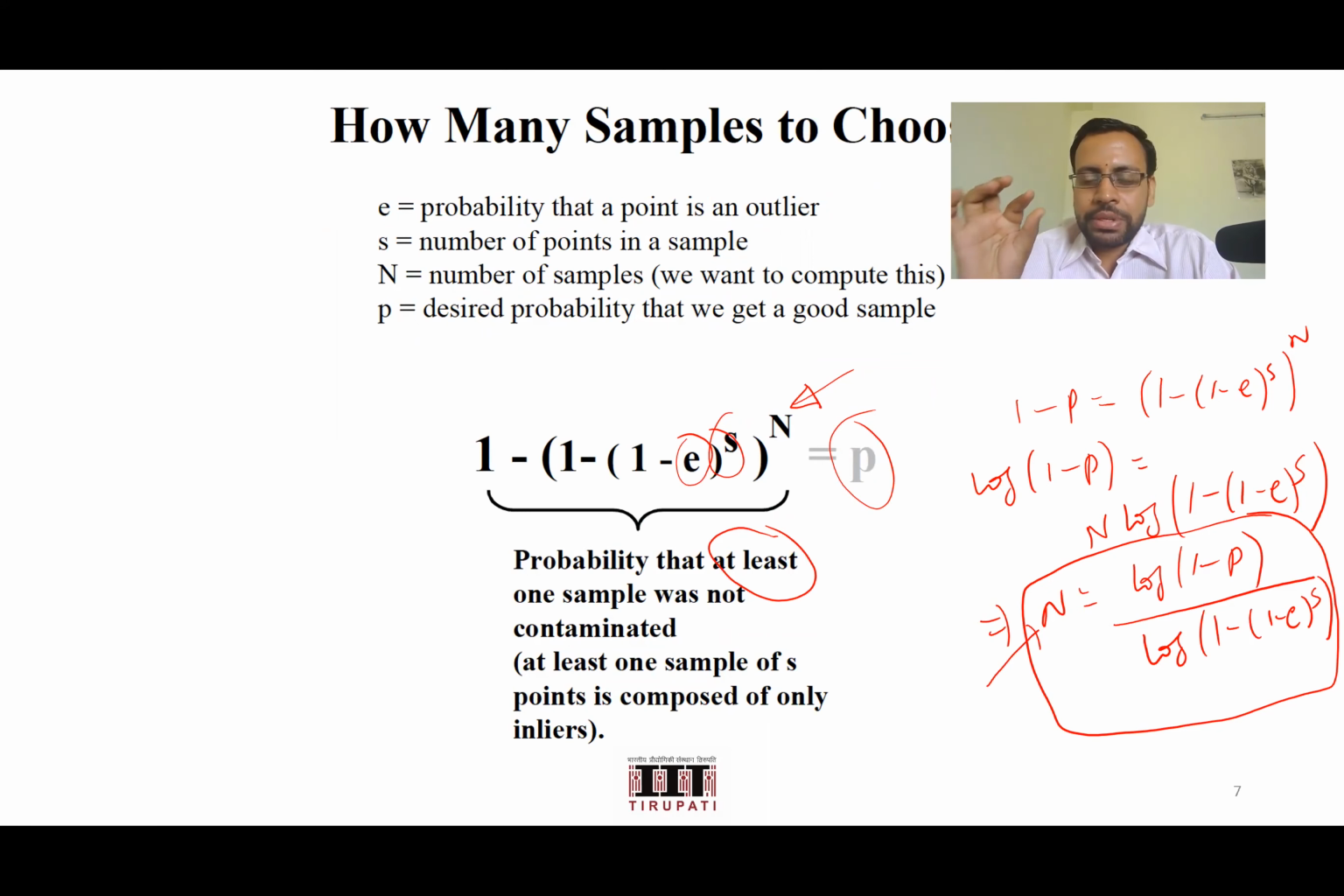I pick a sample of, let's say, I want to fit a line. I pick 2 points, right? Now, after I pick 2 points, I find out the parameters for fitting the line. For example, slope and intercept, I compute from those 2 points. Now I have a line, okay?